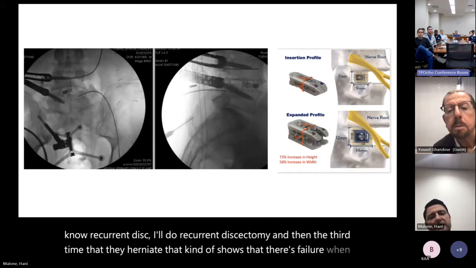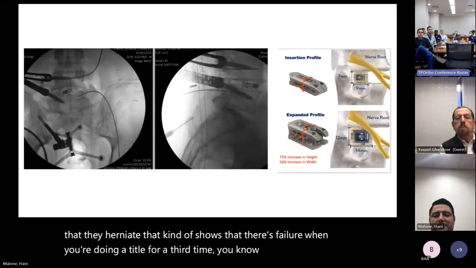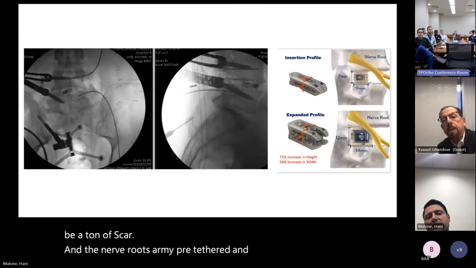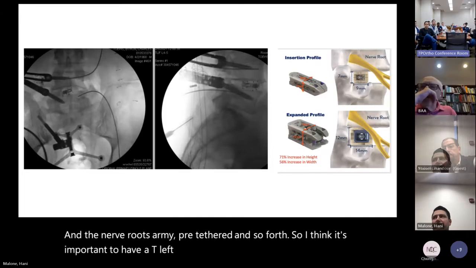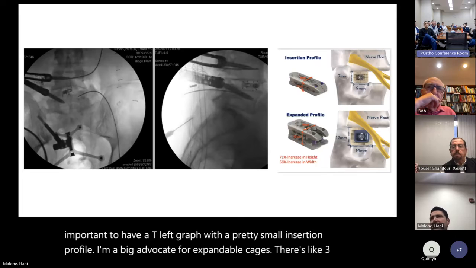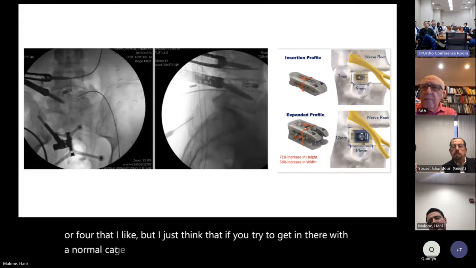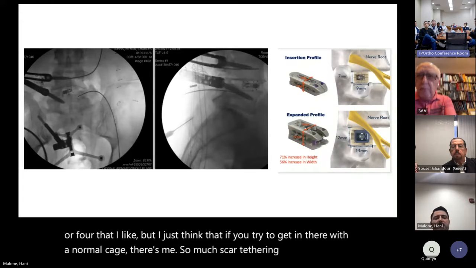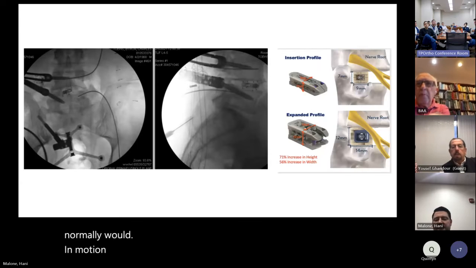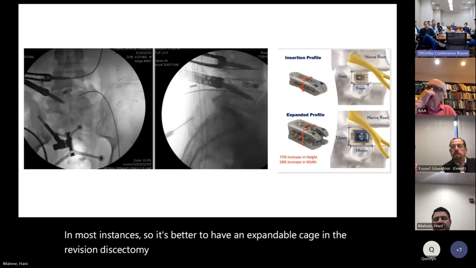When you're doing a TLIF for a third time, even with MIS dilation, there's going to be a ton of scar, and the nerve roots are going to be pretty tethered and so forth. So I think it's important to have a TLIF graft with a pretty small insertion profile. I'm a big advocate for expandable cages. There's 3 or 4 that I like, but I just think that if you try to get in there with a normal cage, there's going to be so much scar tethering the dura. You're not going to be able to establish Kambin's triangle like you normally would in most instances. So it's better to have an expandable cage in the revision discectomy context, in my opinion.